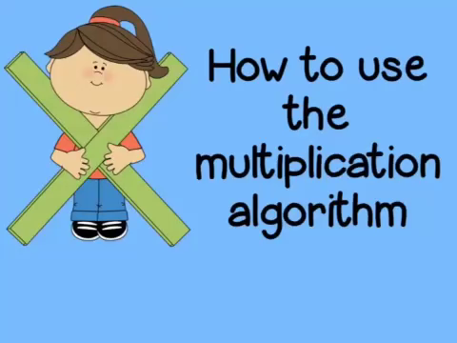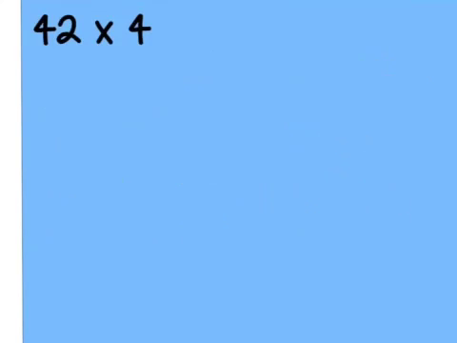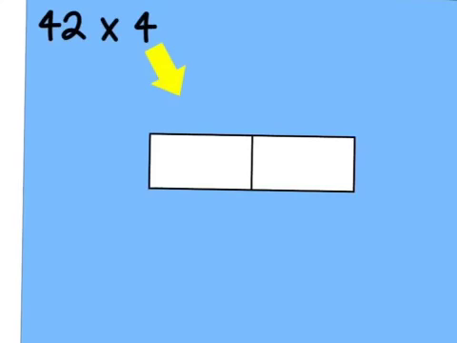This video will show you how to use the multiplication algorithm. Today we're going to use a simple problem, 42 times 4. We're working on, in this video, 2-digit by 1-digit multiplication. By now you know several different multiplication strategies that you could use with this problem.